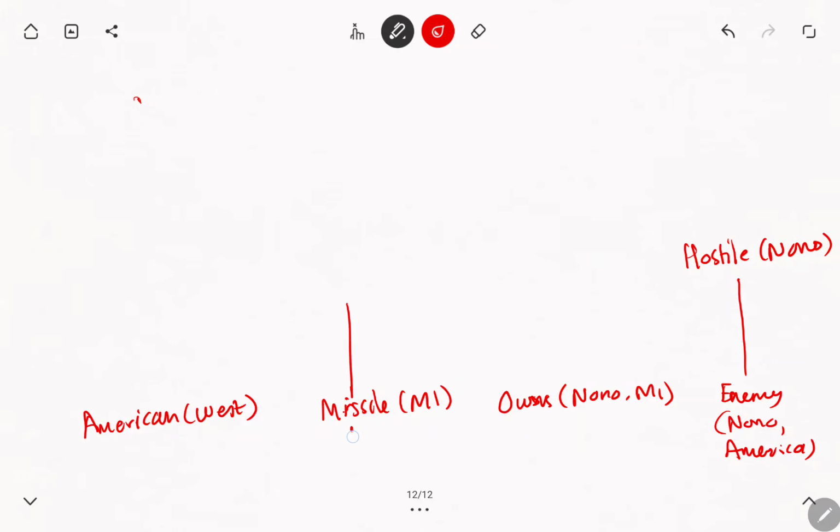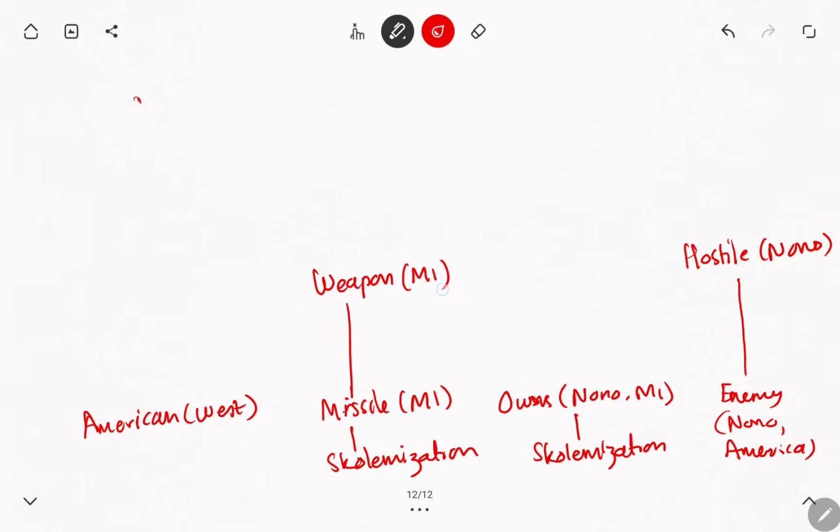Now from missile M1, this missile M1 was because of skolemization, right? This was also because of skolemization. You need not write it like this in the tree, but you should write it in your paper, how you arrived at this. Only the tree is specifically asked, right? So missile M1 will imply that weapon M1. And missile M1 and owns Nono comma M1, using universal instantiation, will prove that sells West comma M1 comma Nono, right?